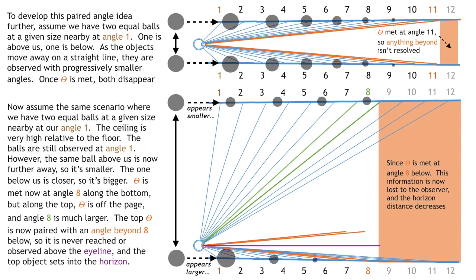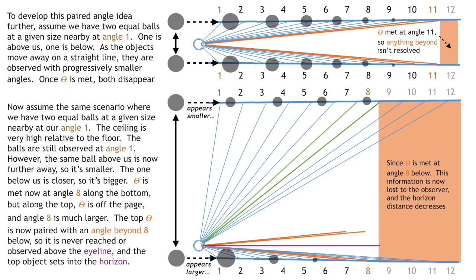So let's develop this kind of paired angle idea further. Assume we have two equal balls at a given size nearby at our angle 1. There we have about 12 angles along the top diagram. So we'll say at angle 1 we have these two objects of the same size. As the objects move away on a straight line, they are observed with progressively smaller angles.